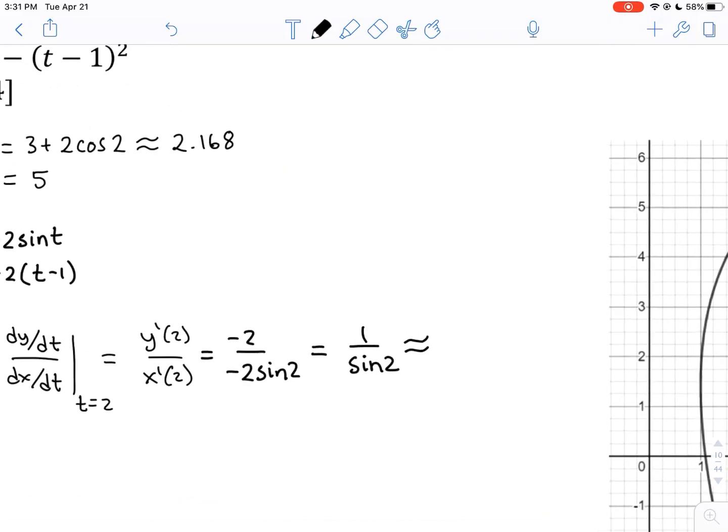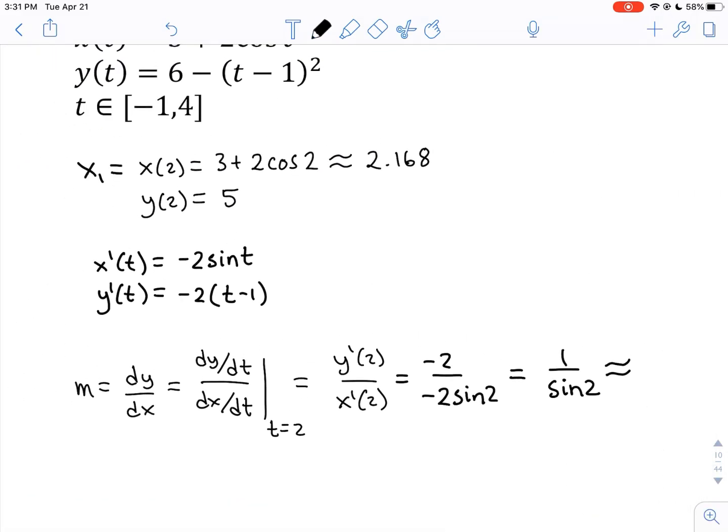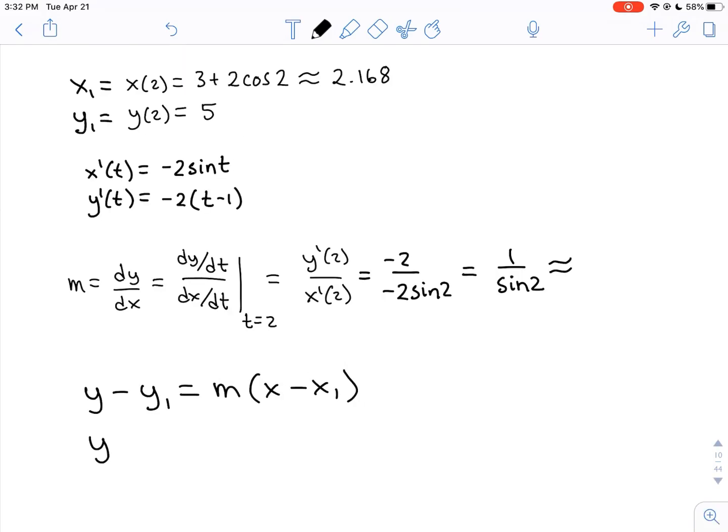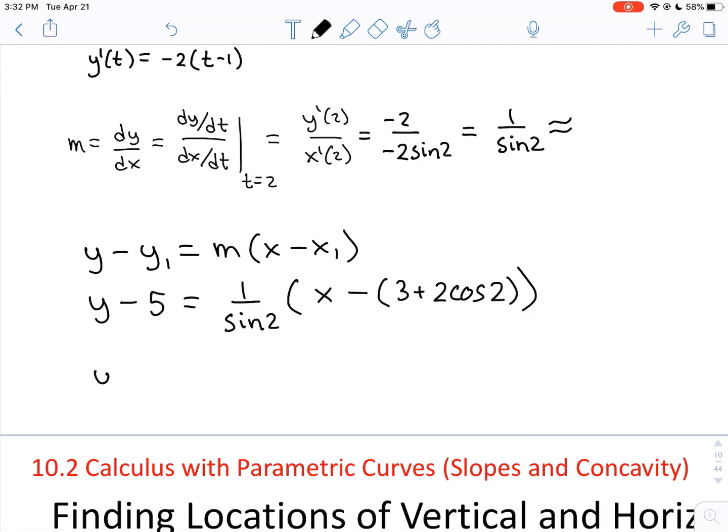x1 and y1, we use x1 for the x-coordinate of the point we're going through, and we use y1 for the y-coordinate. To create the equation, we just use point-slope form. Y minus y1 is equal to m times x minus x1. Y minus y1 will be y minus 5. The slope is 1 over sine of 2, and the x1 is, I'm going to put that in parentheses, 3 plus 2 cosine 2. So technically we're done, but let's go ahead and solve for y, and we'll call this good enough.